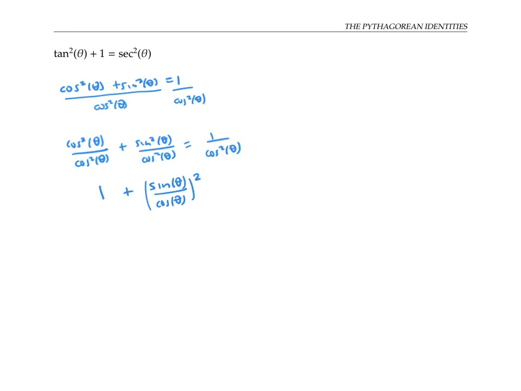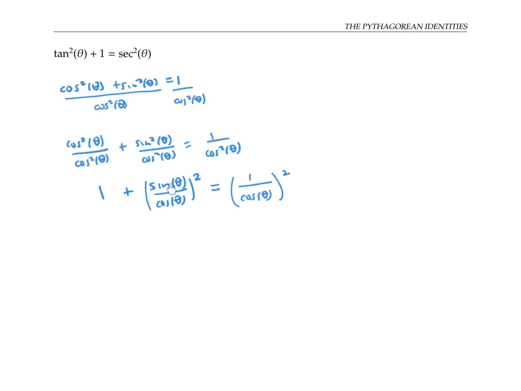That's because when I square a fraction, I can just square the numerator and square the denominator, and sine squared theta is shorthand for sine of theta squared, similarly for cosine theta. Now on the other side of the equal sign, I can rewrite this fraction as 1 over cosine theta squared. Again, that's because when I square the fraction, I just get 1 squared, which is 1, divided by cosine theta squared, which is this.